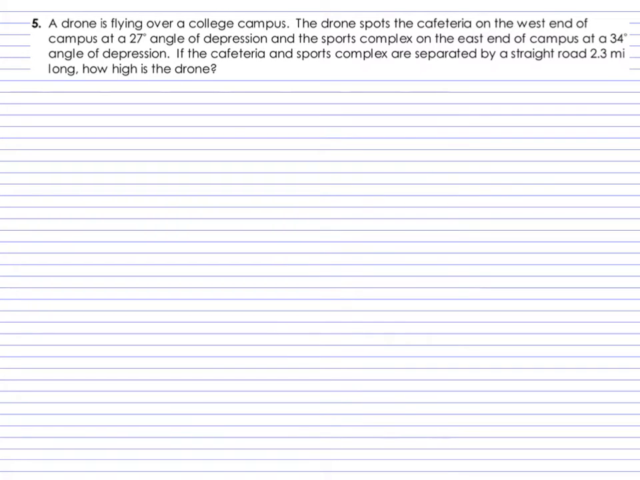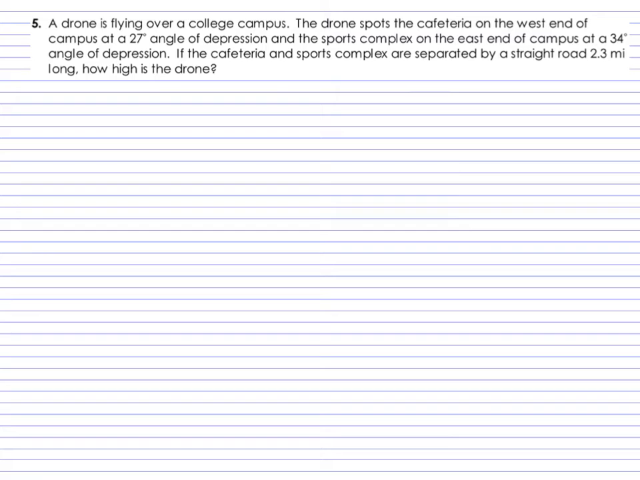All right, and here's number 5. Number 5 reads that a drone is flying over a college campus. The drone spots the cafeteria on the west side of campus at a 27-degree angle of depression, and the sports complex on the east side of campus at a 34-degree angle of depression. If the cafeteria and sports complex are separated by a straight road 2.3 miles long, how high is the drone?